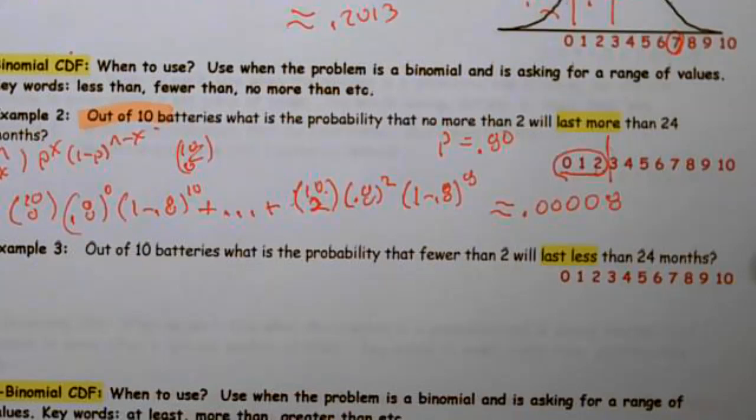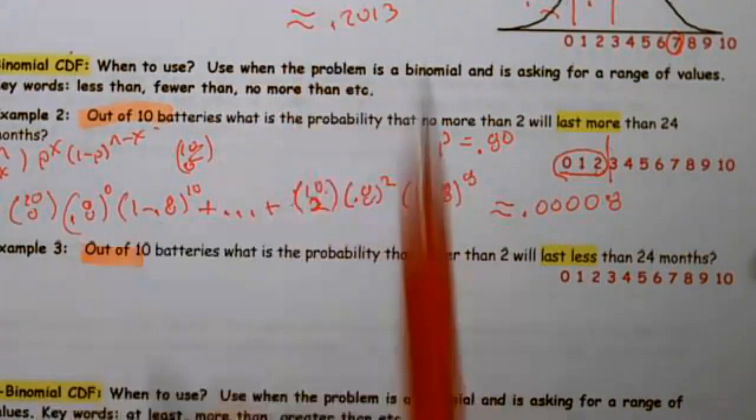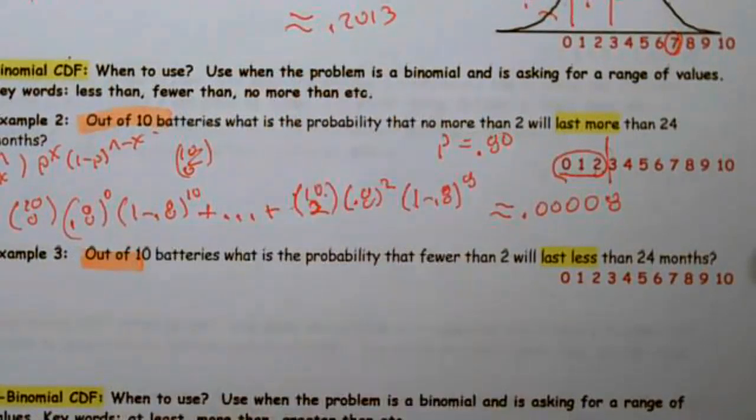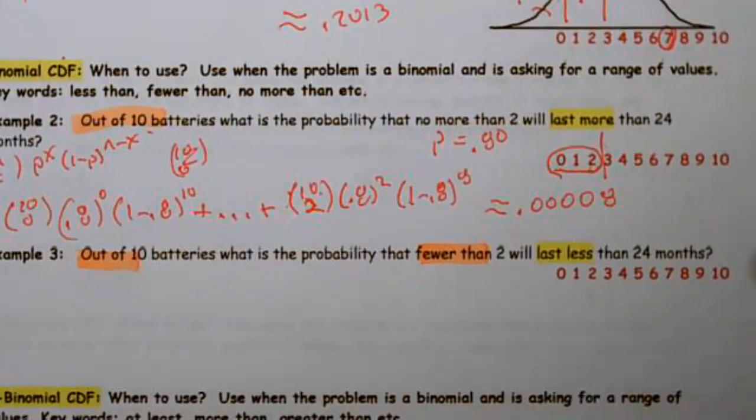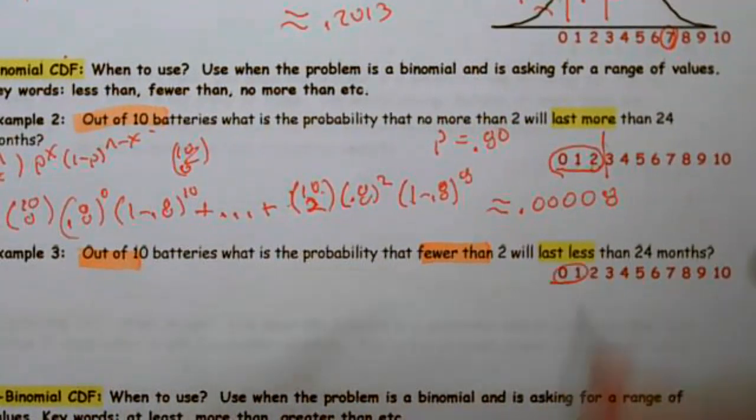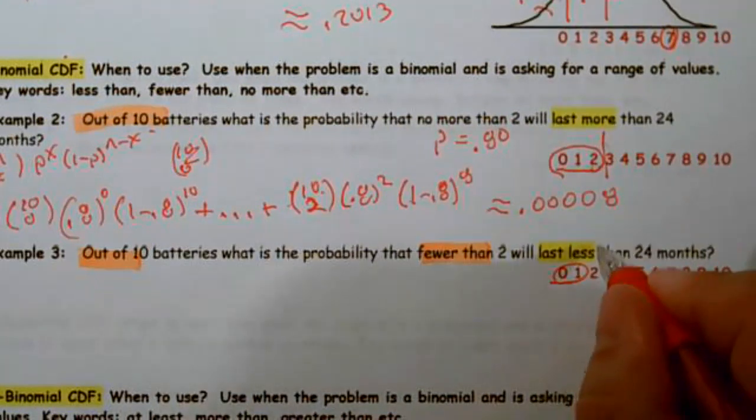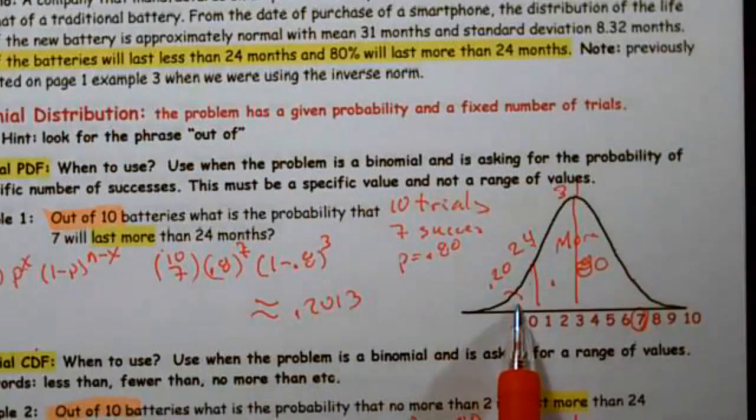Pause this for just a second. All right, resuming, I basically did not quite write the problem I wanted, but this will still work. So out of 10 batteries, what's the probability that fewer than 2, so less than 2, so here's our less than 2, 0, 1, will last less than 24 months. This is my less than 24 months, value is 0.2.